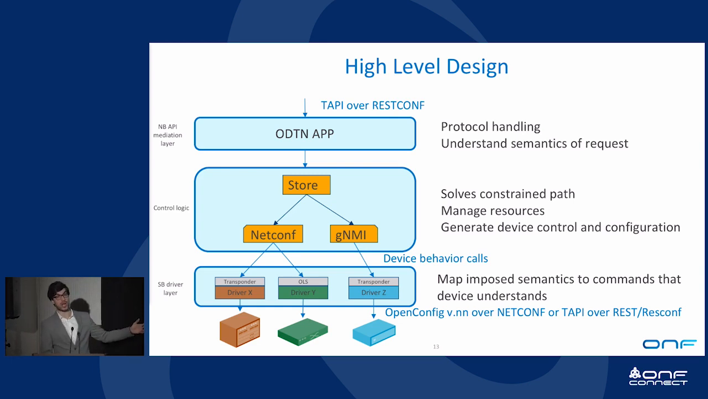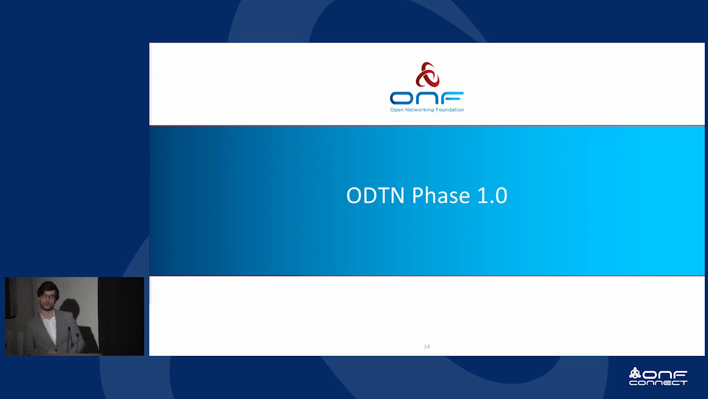And then you have the drivers subsystem that I've talked to you about, which really abstracts the nuances of each specific device. Maybe one supports a version of OpenConfig which is 2.0, while another device supports a version which is 2.0.1, and that abstraction is kept in the driver subsystem. And then you have OpenConfig as a model talking to the devices over NetConf, or TAPI over RESTconf for the OLS, for example. So let me go to phase 1.0, which, spoiler, is done already.